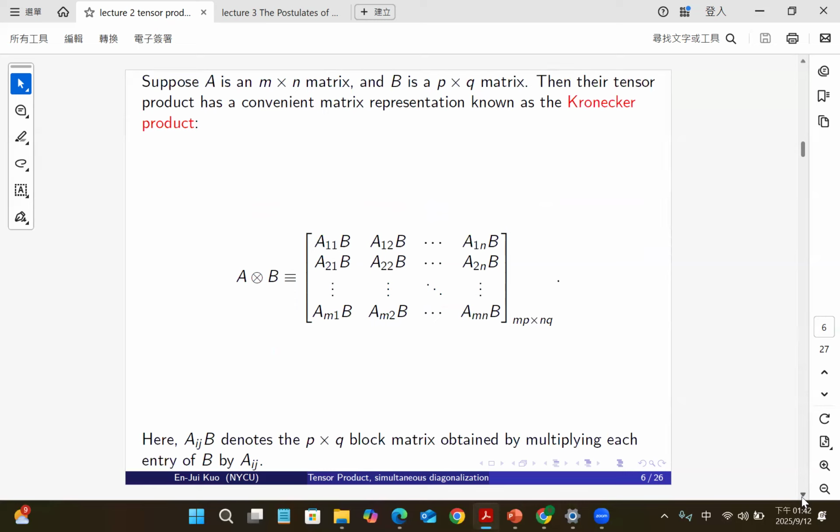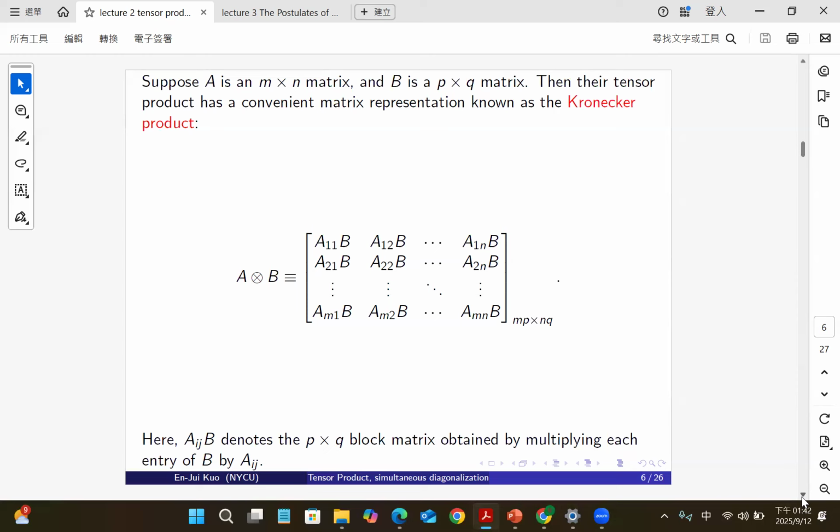Okay, so this is the result that the textbook doesn't give you a proof for, but it's easy to remember. Let's say A is an M times N matrix and B is a P times Q matrix. Then one can write the tensor product as a large matrix with dimension MP times NQ. The form of this matrix is this. You just take B, a P times Q matrix, and put it as each element of A.